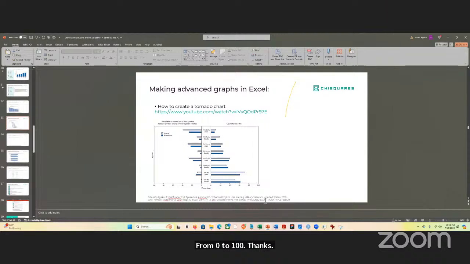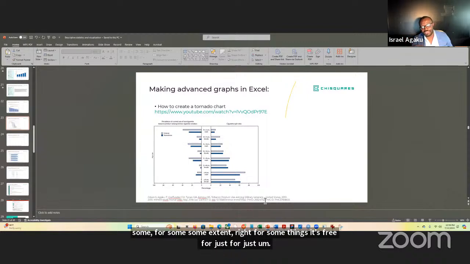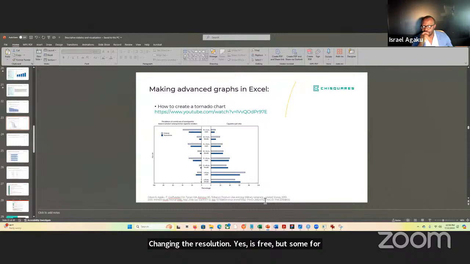Is IrfanView free? Yes. Well, to some extent, right? For some things, it's free. For just changing the resolution, yes, it's free. But for advanced features, obviously, you have to pay.